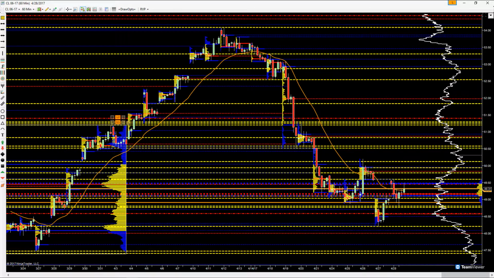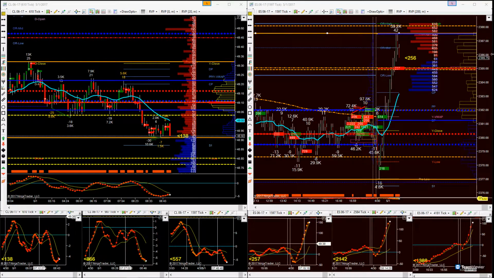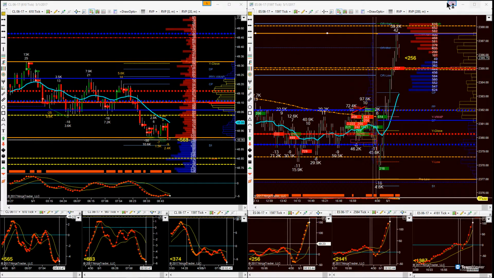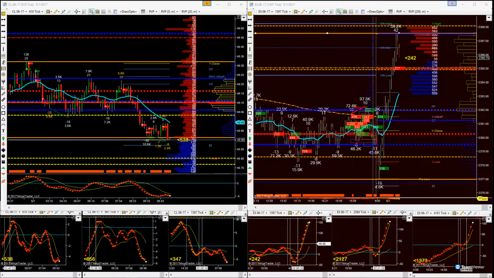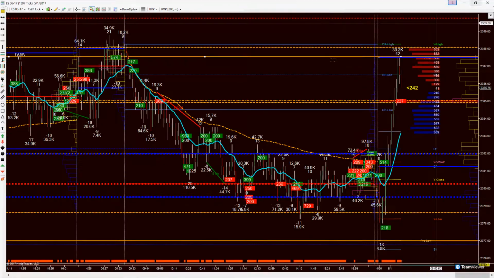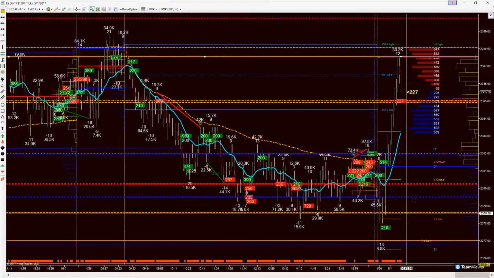Get the screen out of the way. Where are we at? 8:53. Okay, I think we have time to do the S&P. We already moved the levels over in the S&P. Let's take a look at what the overnight trading looked like on the S&P.